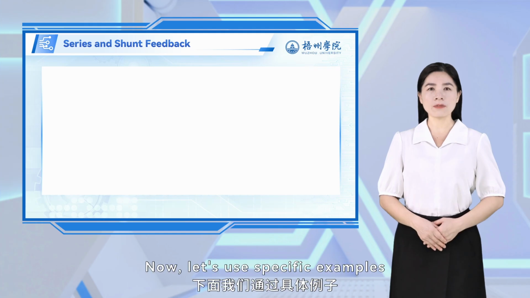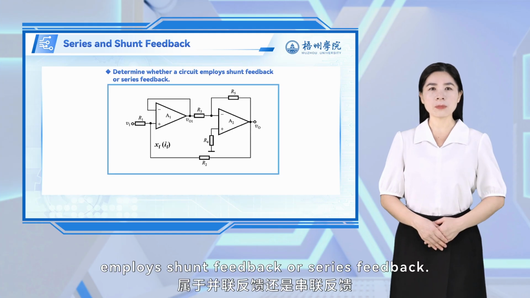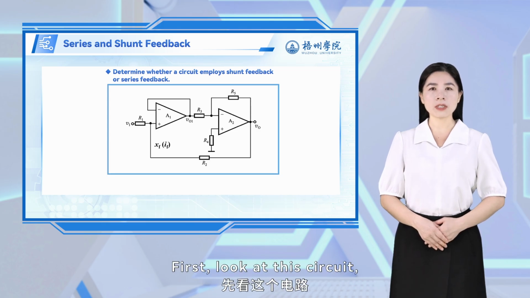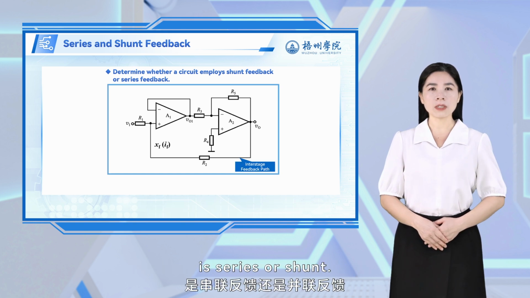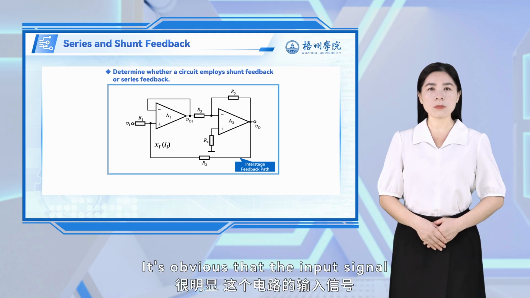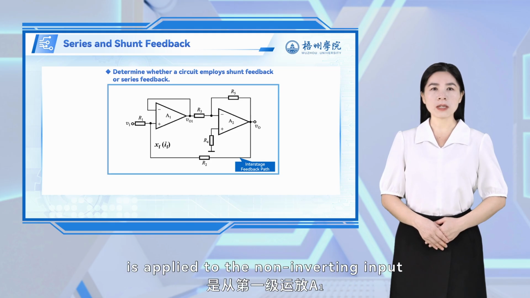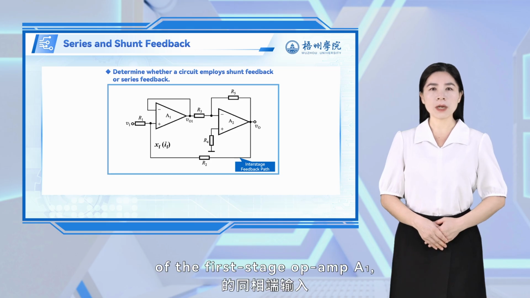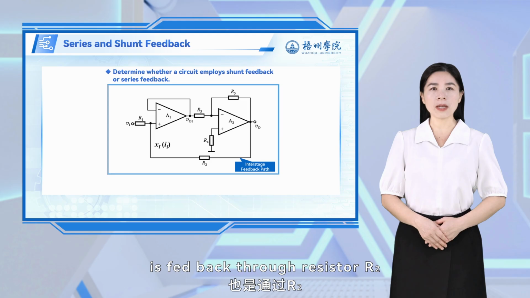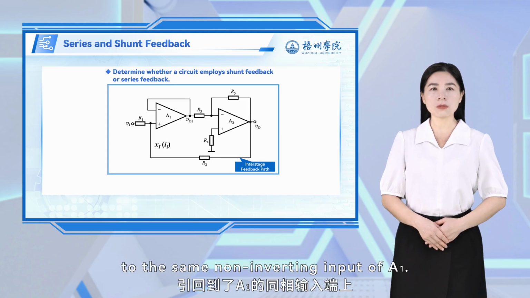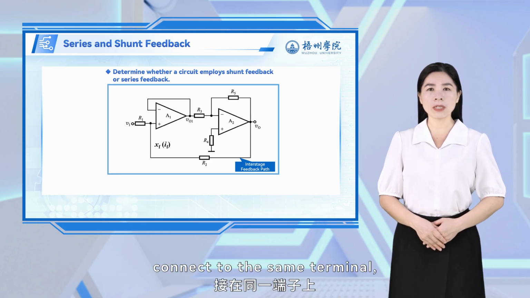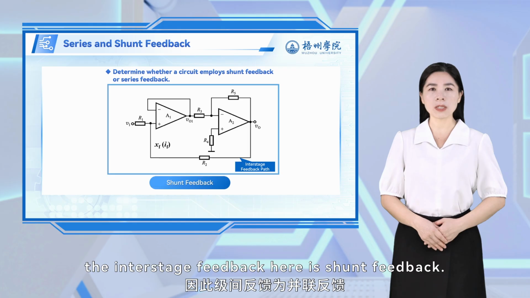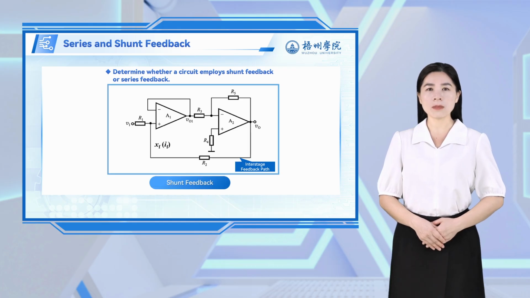Now, let's use specific examples to determine whether a circuit employs shunt feedback or series feedback. First, look at this circuit, where we are asked to analyze whether the interstage AC feedback is series or shunt. It's obvious that the input signal is applied to the non-inverting input of the first stage op-amp A1, and the interstage feedback signal is fed back through resistor R2 to the same non-inverting input of A1. Since the input signal and feedback signal connect to the same terminal, the interstage feedback here is shunt feedback.